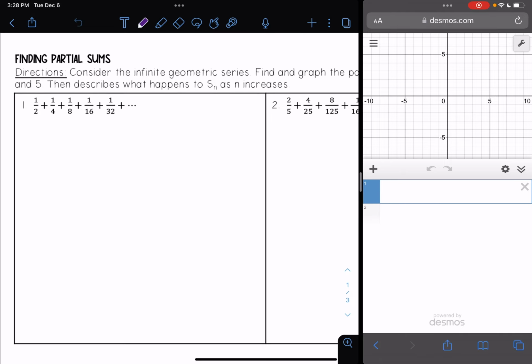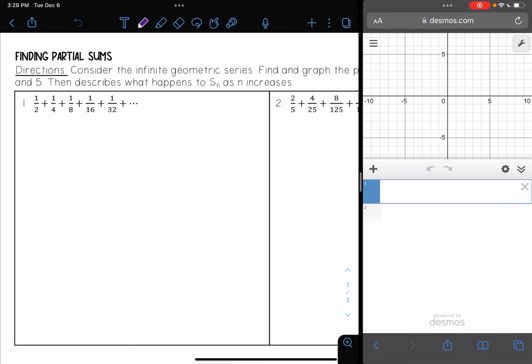Okay, so let's first look at number 1, I have 1/2 plus 1/4 plus 1/8 plus 1/16 plus 1/32, and that goes on forever. So first it asks me to find the partial sums for S1 through S5. Well, S1, that means I'm just summing the first term, and the first term is just 1/2. S2 asks me to sum the first two terms, so I do 1/2 plus 1/4. And when I do that, that gets me 0.75. And we're going to go ahead and write these all as decimals.